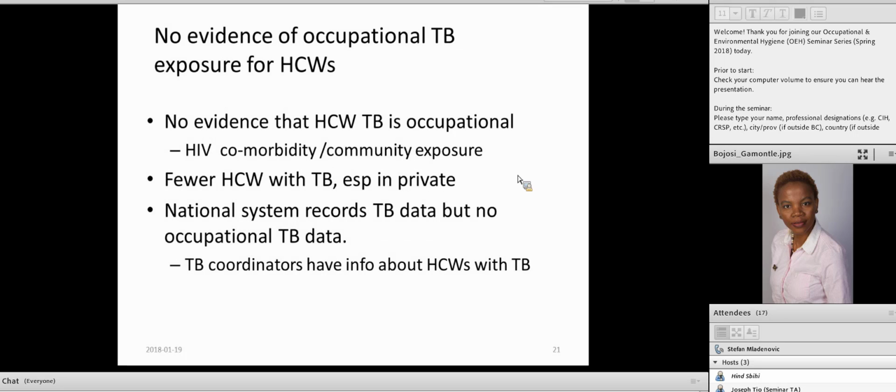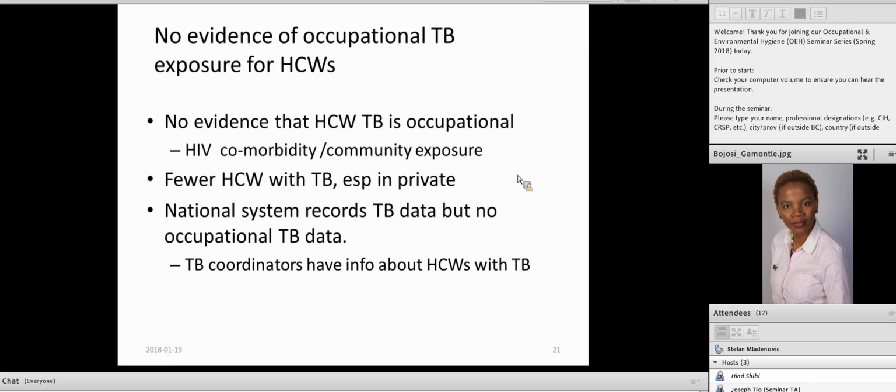All right, so moving on to another theme: no evidence of occupational TB exposure for healthcare workers. Participants, particularly the in-depth interview group, believe that there's no evidence that healthcare worker TB is occupational, it's nosocomial, in other words. They said this because there's a high HIV comorbidity in the country as a whole, so healthcare workers who have TB could have HIV as well. And also they could be exposed in the community, at home, with people they're living with.